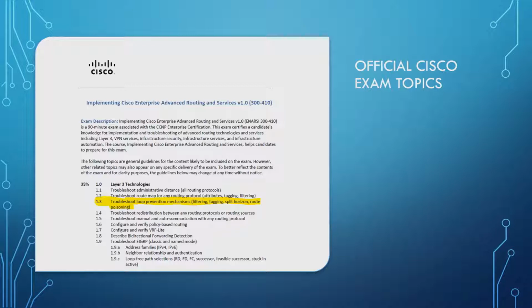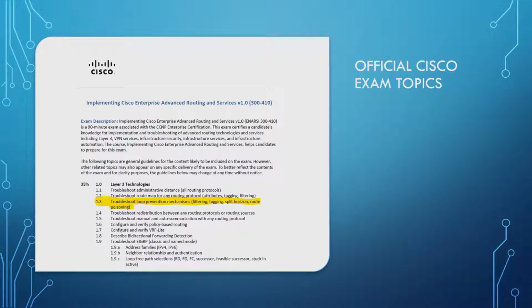Now it's important to note what's actually on the screen. It says troubleshoot loop prevention mechanisms. So it's not necessarily about implementing loop prevention mechanisms or making sure that you can prevent loops. You may be thrown questions that say, here's a configuration where we have actively prevented loops in the environment, but now we're not receiving any traffic destined to this network, or we're not receiving route advertisements from this network after we've implemented these loop prevention mechanisms.